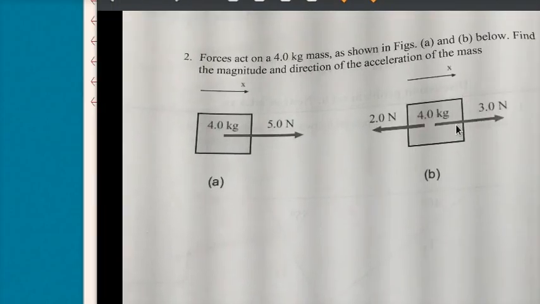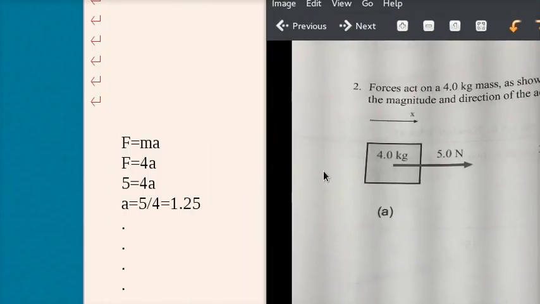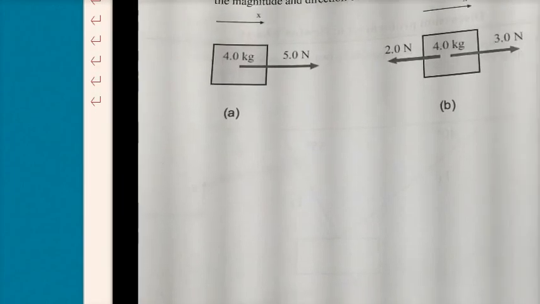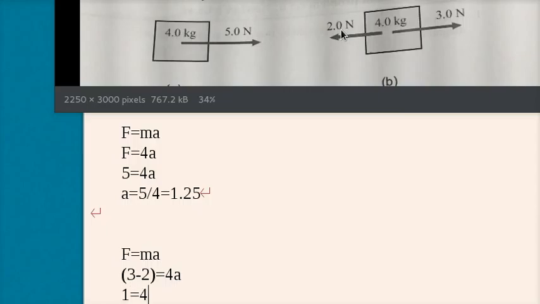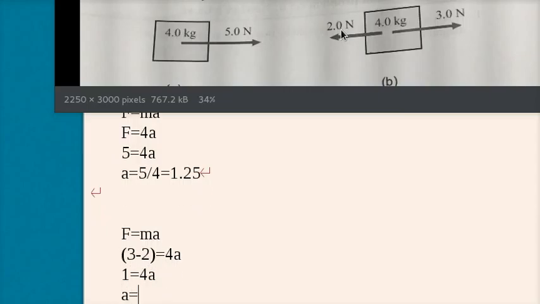For this one, the direction is going to be to the right because the bigger force is to the right. And so let's see. F equals ma. We have whatever F is times 4, equals 4 times A. F is what? 3 minus 2. Okay, so 3 to the right, 2 to the left. So 1 equals 4A, and A equals 1 over 4.